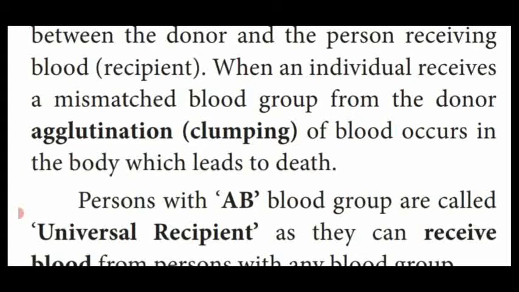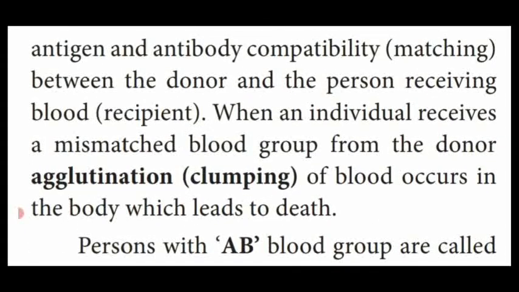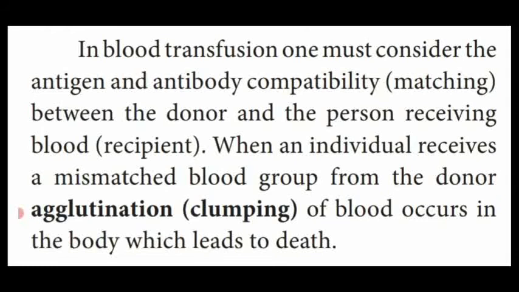So if you are going to donate blood, before that we have to check that the antibodies and antigen of both donor and recipient are matching, or compatibility should be checked. After that only we have to donate the blood. If they are different groups of blood and you donate the blood, it causes agglutination or clumping in the body, which leads to the death of a person. So dear students, kindly note how we have to donate the blood. Before donating the blood, we have to check the antibodies and antigen of both donor and recipient.